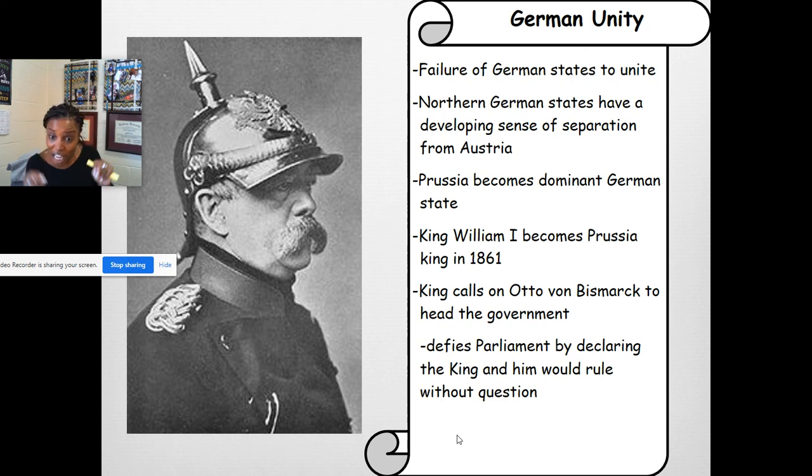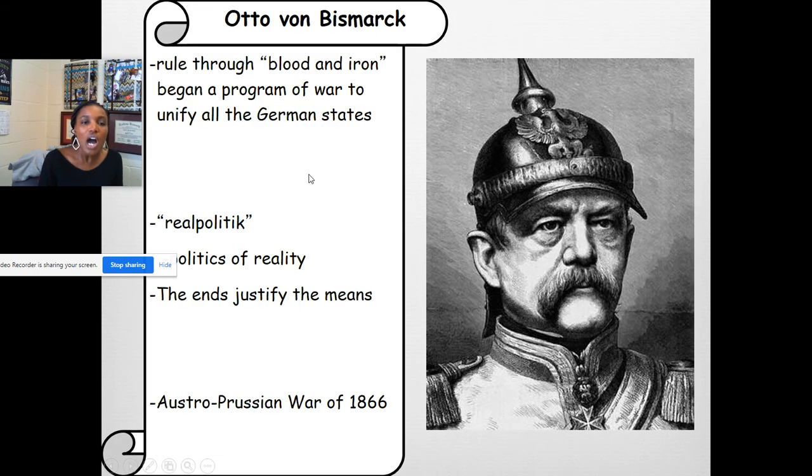There's a defying of Parliament by declaring the king would rule without question, which is kind of different from what some of the other unification processes are doing. So it's a little bit of controversy when he comes in, Mr. von Bismarck. Otto von Bismarck, he rules through blood and iron. Please highlight. And again, you're going to do it whether you like it or not. And it's very important.